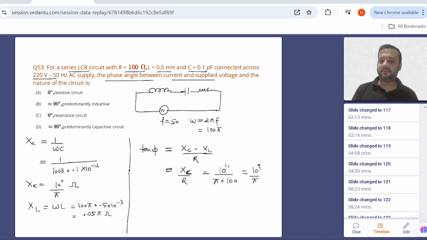which effectively means that phi will be an angle close to 90 degrees, because you know that tan 90 is not defined, it is infinity. So tan 90 is not defined, but it's a very, very high value. So phi will be very, very close to 90 degrees. Hence we conclude that the phase angle will be very, very close to 90 degrees, and the circuit is predominantly a capacitive circuit. So option D is the correct answer for this question.